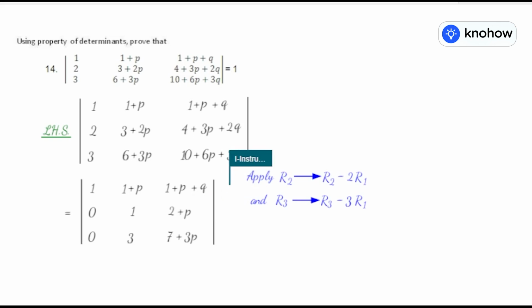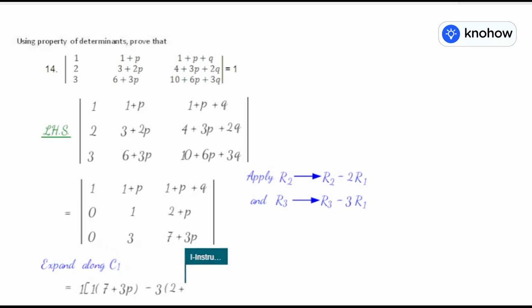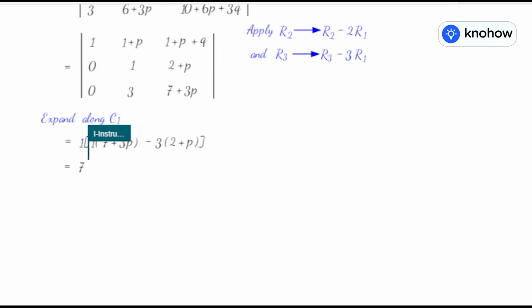Obviously now we can expand it along C1. So expand the determinant along C1. You get 1 times 1 into 7 plus 3P and minus 3 into 2 plus P. Multiplying by 1 outside will not matter. So you are left with 7 plus 3P minus 6 plus 6 minus 6P.